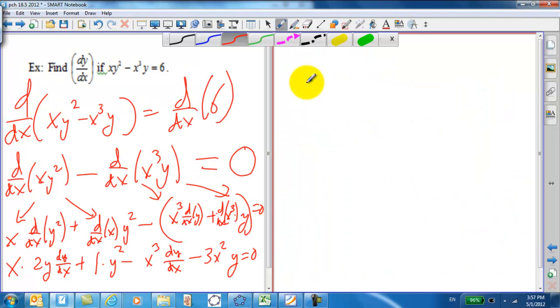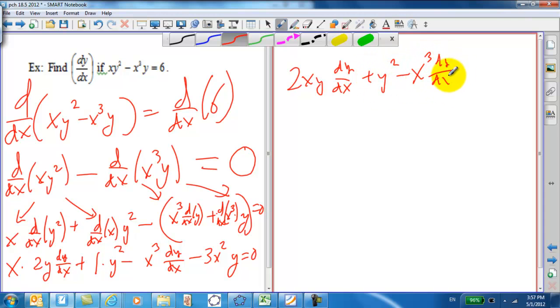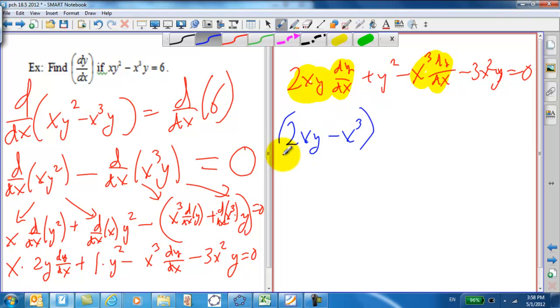Now for our next step, we start simplifying this. Let's write it over again. 2xy dy/dx plus y squared minus x cubed dy/dx minus 3x squared y equals 0. What we aim for now is to focus on the terms that contain the dy/dx. And these are going to stay on this side of the equation, so that you get 2xy minus x cubed times the quantity dy/dx. Those terms stay on the left.